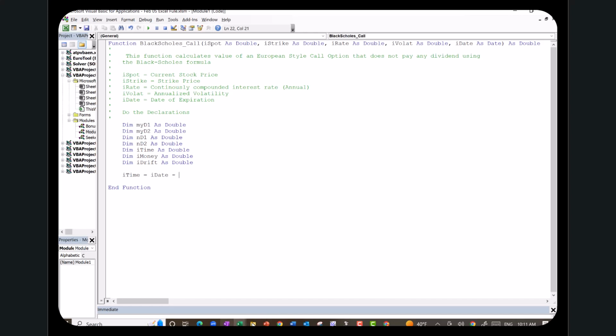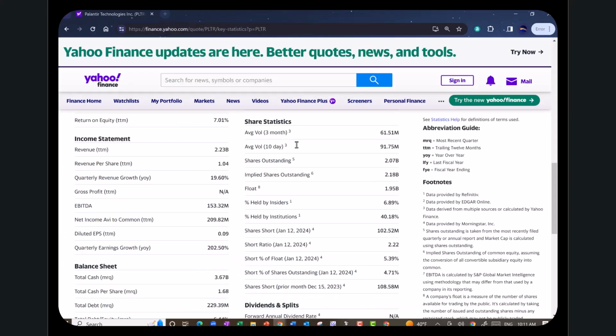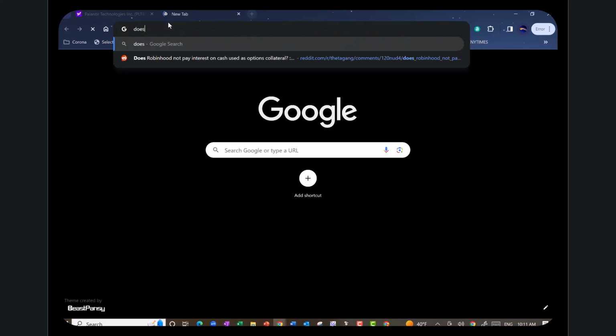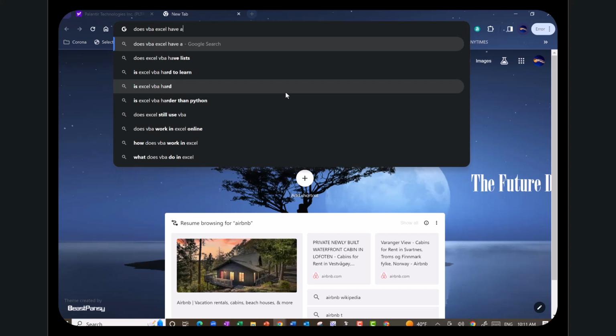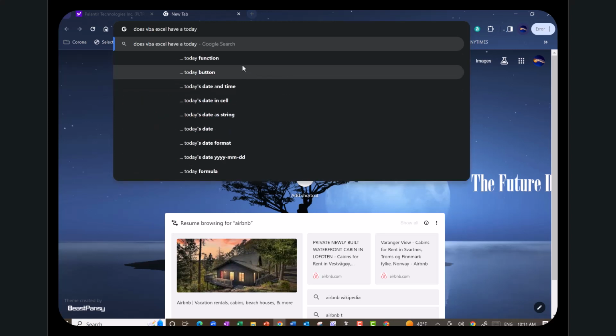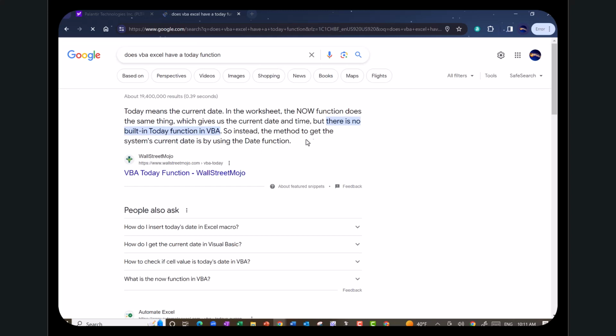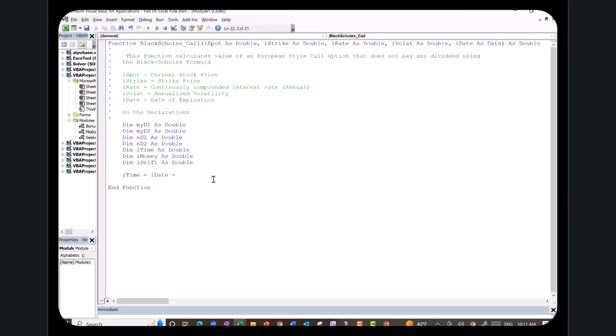Let me find out. I can always get it from Excel, the today function. Oh, okay, date. Let's make sure that's the case. Sub Tata, message box date.